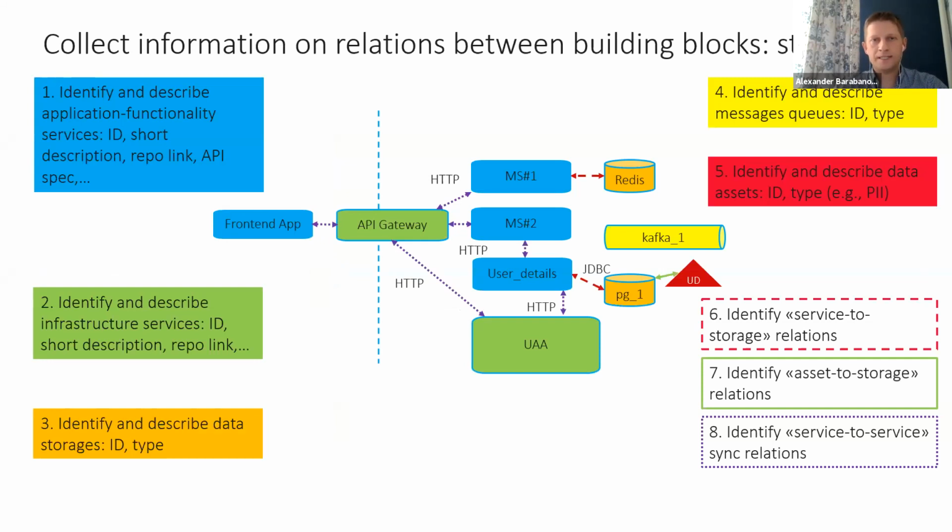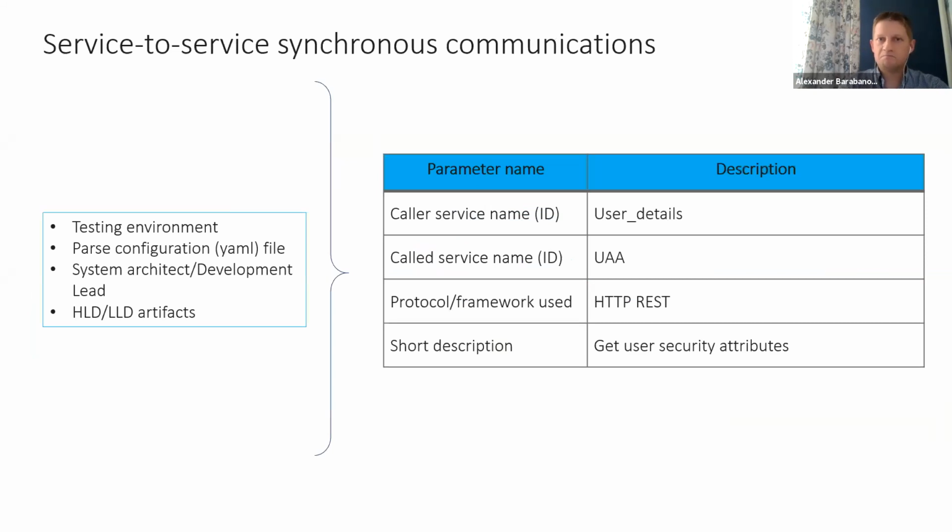The next portion of connection is about connection between service to service, because services can synchronously interact with each other using protocol like HTTP or gRPC. So you also have to identify those interactions and describe it using parameters like caller service name, called service name, protocol or framework used to communication, and short description of the purpose of that communication. And if possible, you should use data assets identified above to describe that interaction.